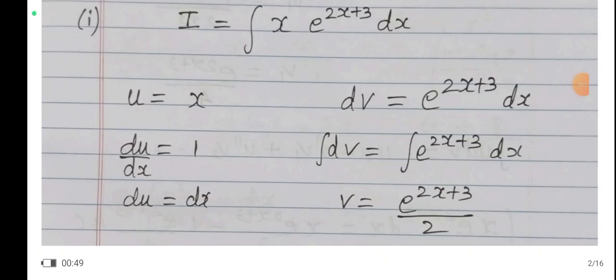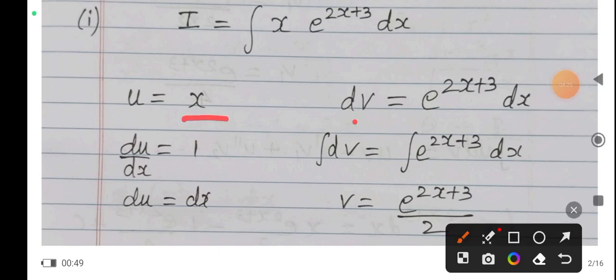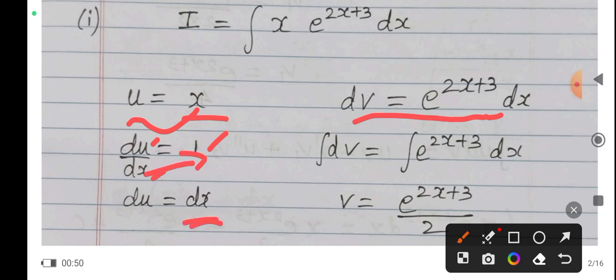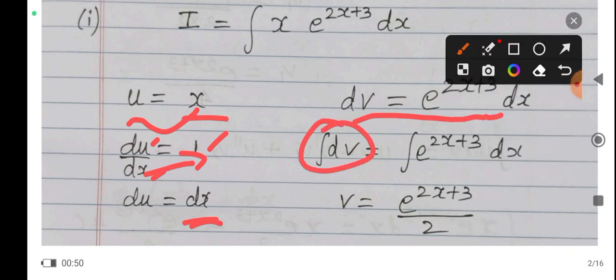Now we have taken u as x, dv as e power 2x plus 3. So the u we are differentiating with respect to x. So du by dx is 1. Division dx goes to the other side as multiplication. So du equals dx. dv we are integrating, children. E power 2x plus 3 integration.